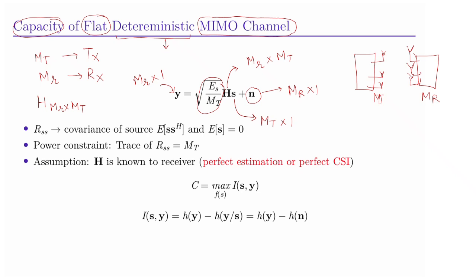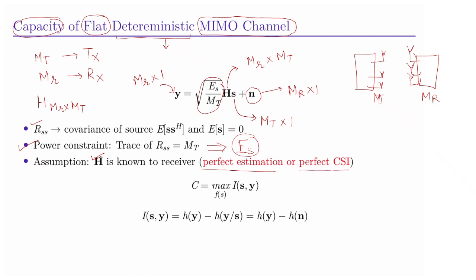Next we will define Rss, the covariance of the source. Rss is defined as expectation of s into s Hermitian, and expectation of s is equal to 0. Then we also have the power constraint, that the trace of Rss is equal to MT, because we want the total average power constraint to be Es. So that's why we need to include the power constraint here. The assumption here is that H is known to the receiver, which implies it is estimated at the receiver, and there is perfect estimation or perfect CSI. So there are no errors. It is an ideal estimation.